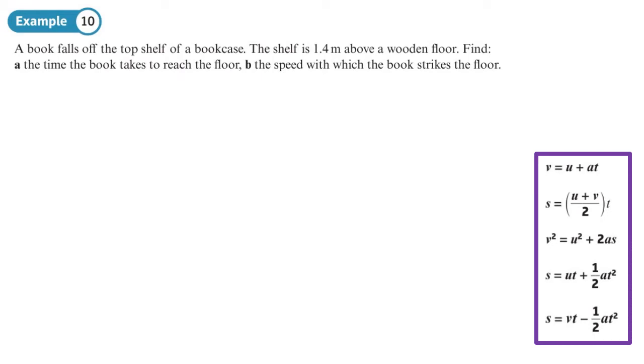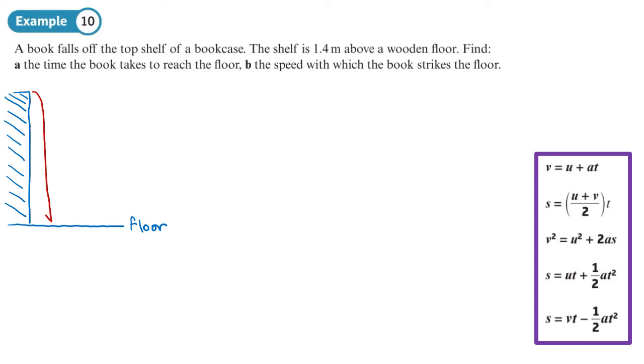Here we have a book that's fallen off the top shelf of a bookcase. So let's say this is our bookcase here. Fantastic looking bookcase. And down here is the floor that it falls onto. We're told that the shelf is 1.4 meters above the floor. So the book drops like this. This is a distance of 1.4 meters.